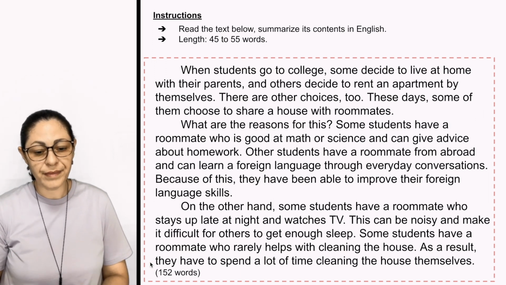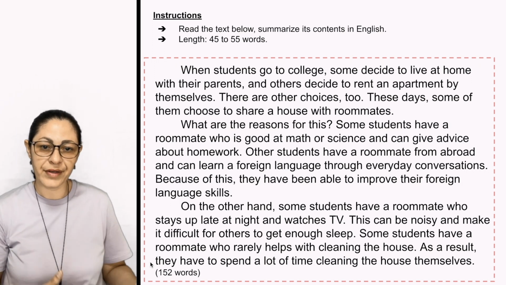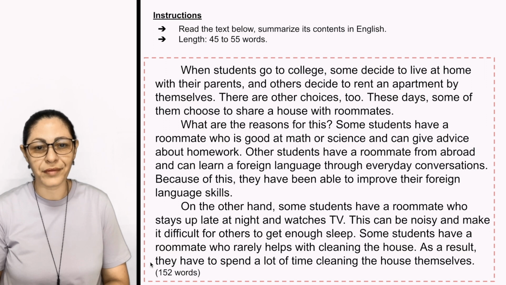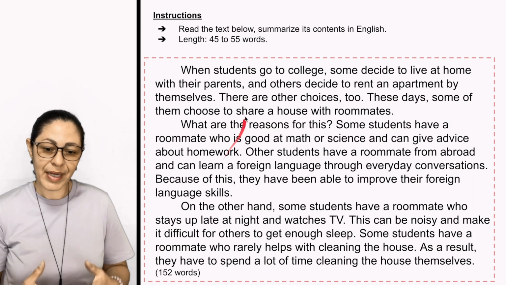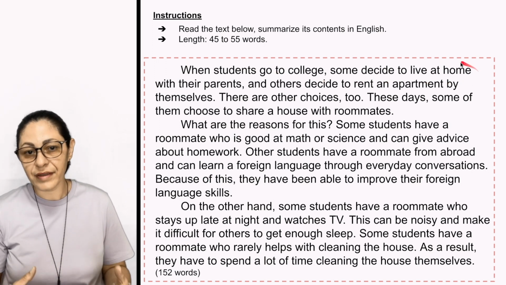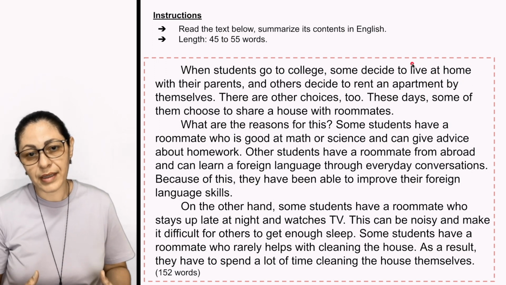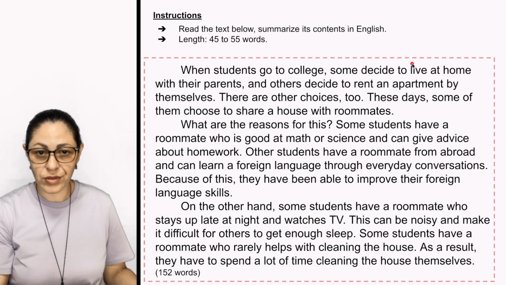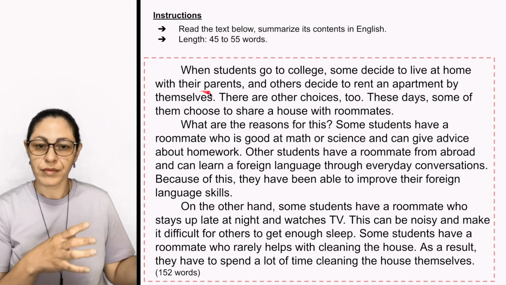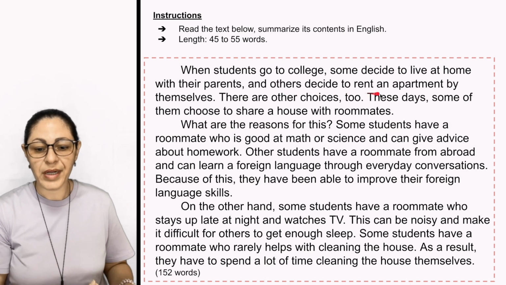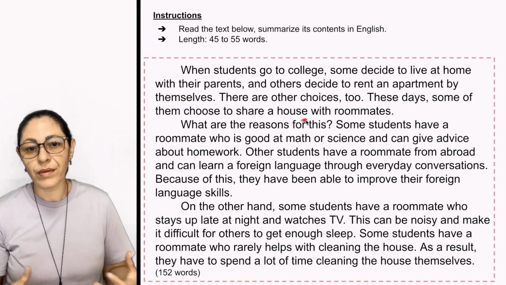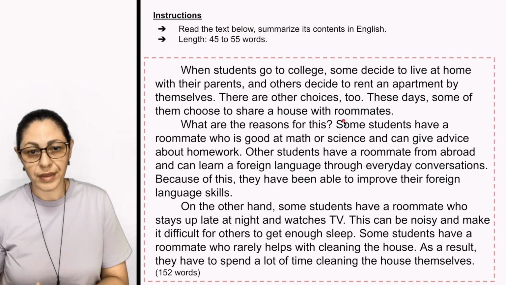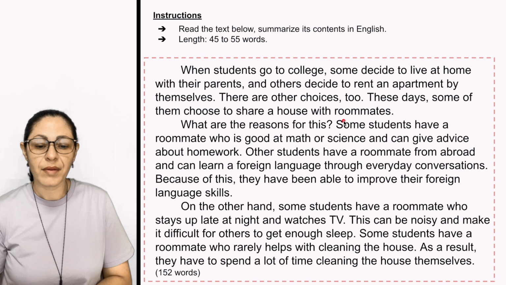Yeah, so as we have just read, there are advantages, but there are also disadvantages. Okay, it's like a lottery. But what is the main idea here? The main idea is the living arrangements that students make as they go off to college. Some of them choose to stay with their parents, while others rent apartments to live by themselves or share with a roommate. And then we're going to talk about the advantages.